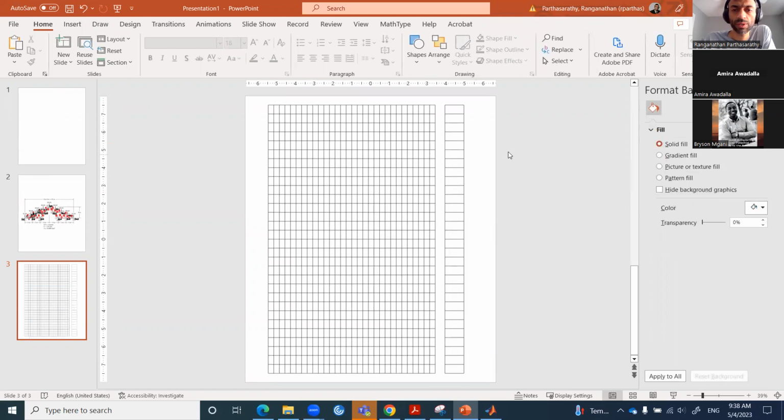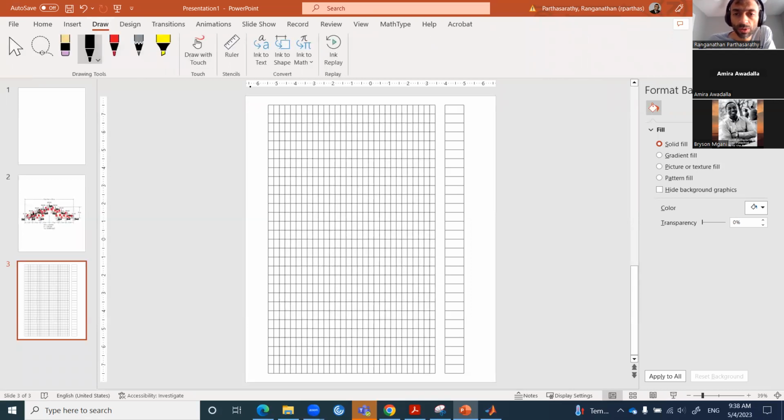Okay, so this is the U. So we will put here U1, U2, U3, U4, U5, U6, U7, U8, U9, U10, U11, U12, U13, U14, U15, U16, U17, U18, U19, U20, U21, U22, U23, U24, U25, U26, U27, U28, U29, U30. Right?